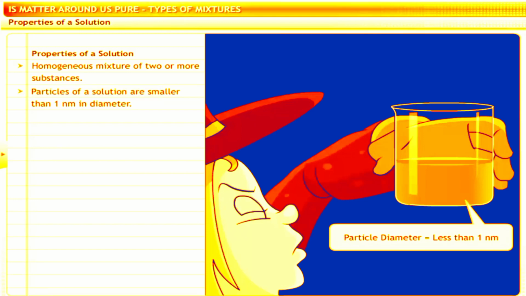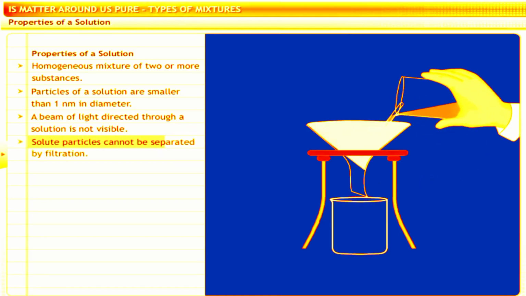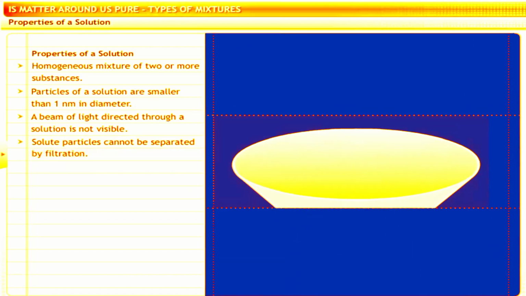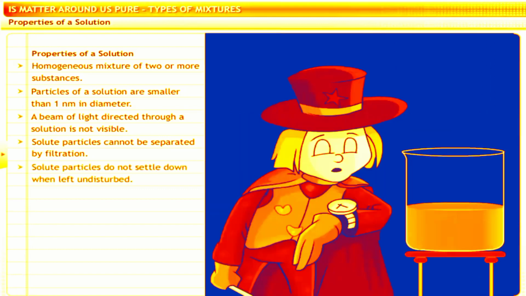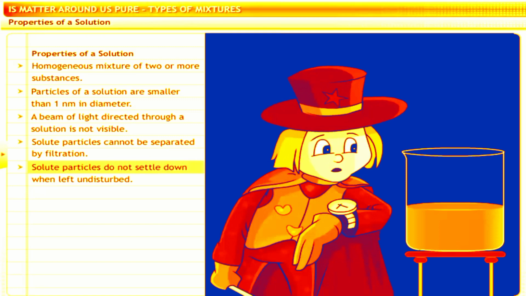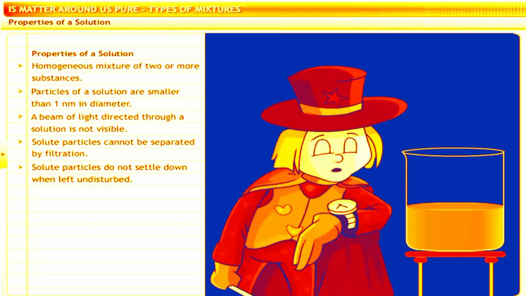When you direct a beam of light through the solution, it is not visible. Since the particles in a solution are very small, they do not scatter a beam of light passing through the solution. The solute particles cannot be separated from the mixture by filtration. Since the particles are very small, they pass through filter paper. When a solution is stable, it means that the solute particles do not settle down at the bottom of the container, even if you leave the solution undisturbed for a while.